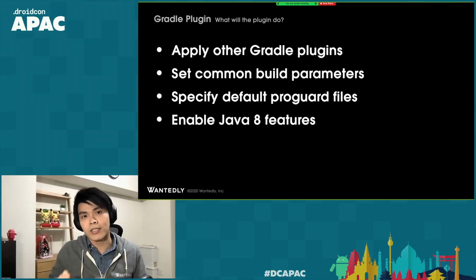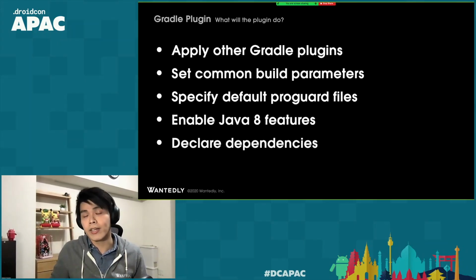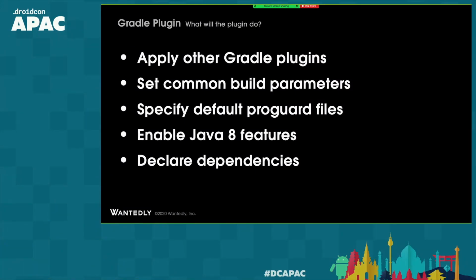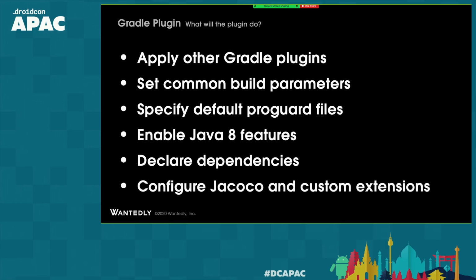Then inside the Gradle plugin, I will also want to enable Java 8 language features on each of the modules, and also declare any other external third-party libraries that are useful for my modules. And then finally, we will use the Gradle plugin to set up code coverage for each module using Jacoco, and make this configurable using a custom extension.